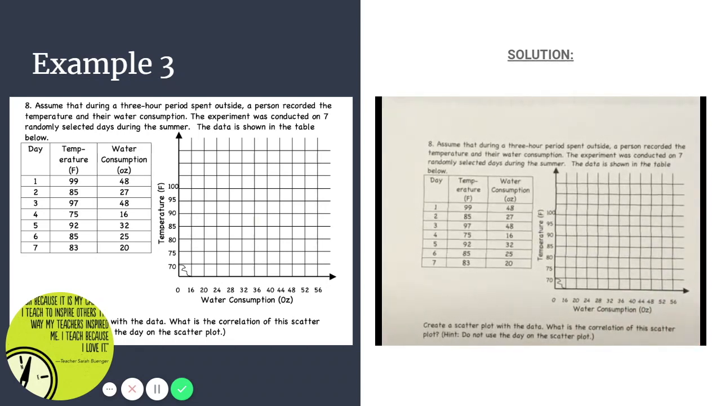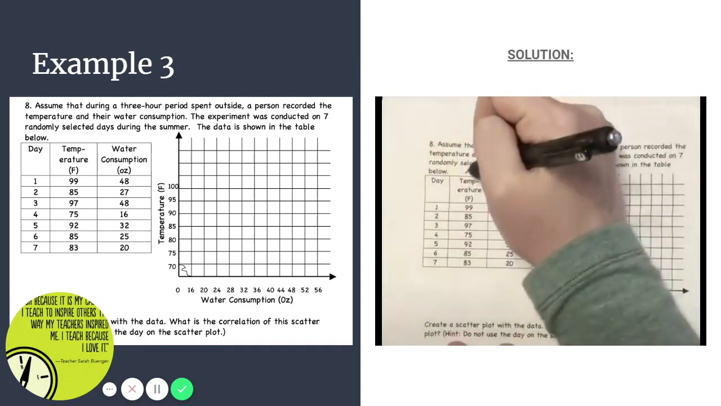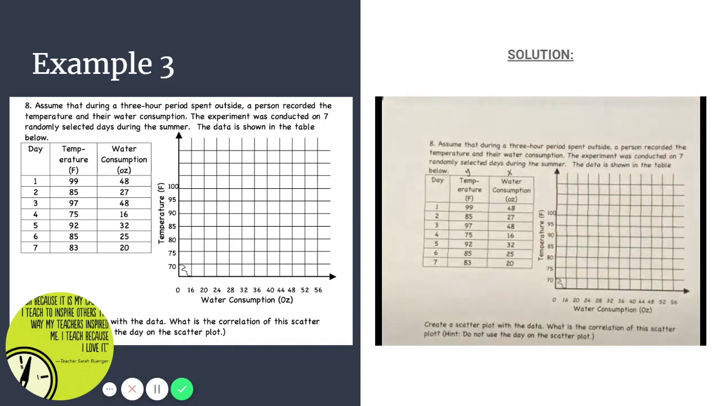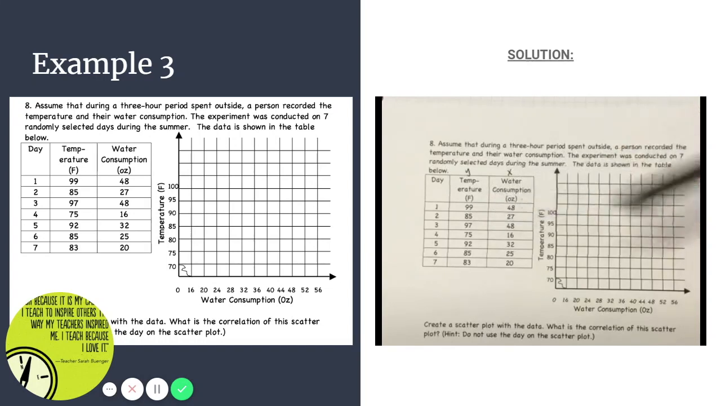So going back through and going ahead and plotting our points, you'll see down here we have the amount of water consumed. Those are in ounces, and our temperature. So this time, this is actually our y variable, and this is actually our x variable. So looking at that, for day 1, we had 48 ounces of water, so that's right here, and the temperature was 99 degrees Fahrenheit. So 48, follow that line up, it's going to be just below that 100.